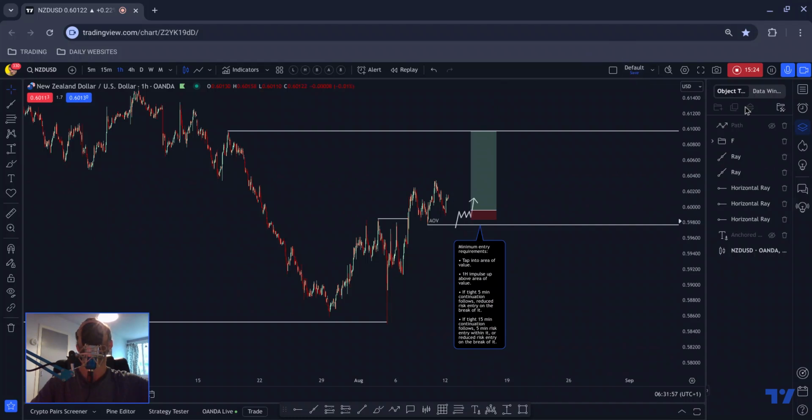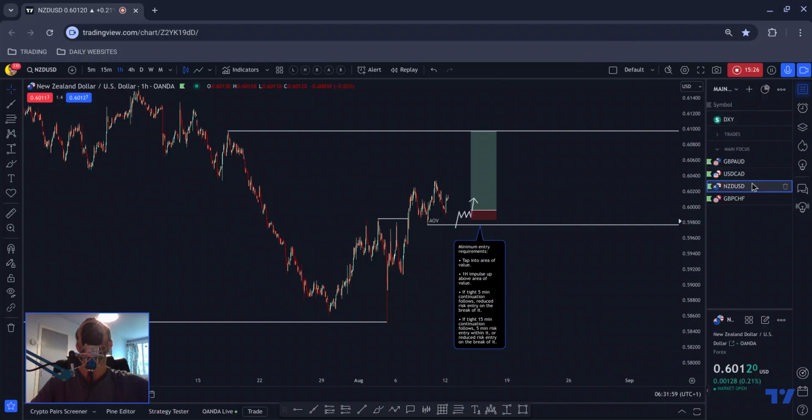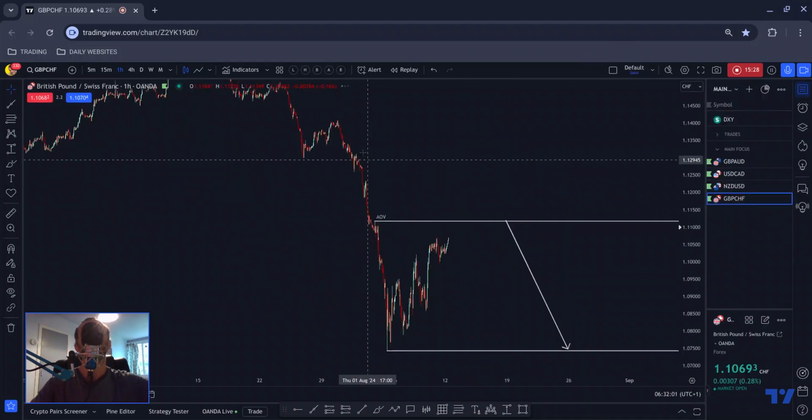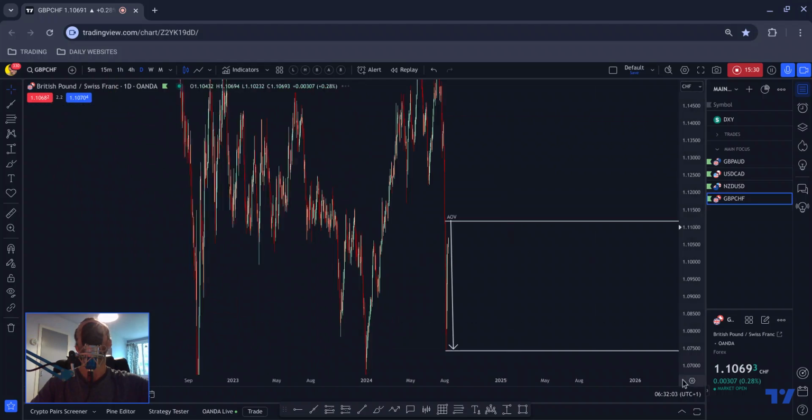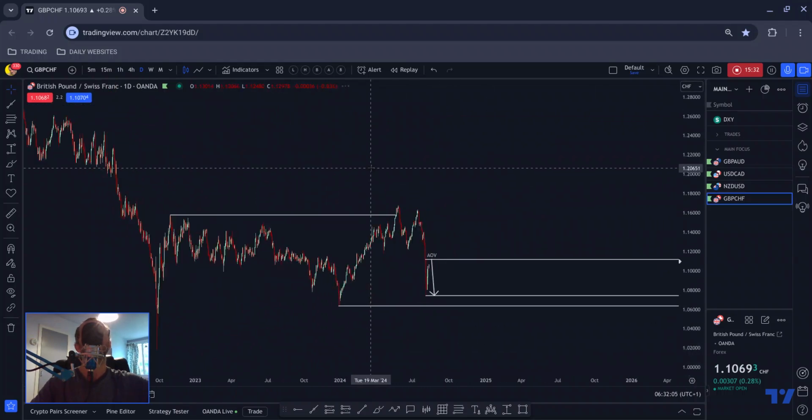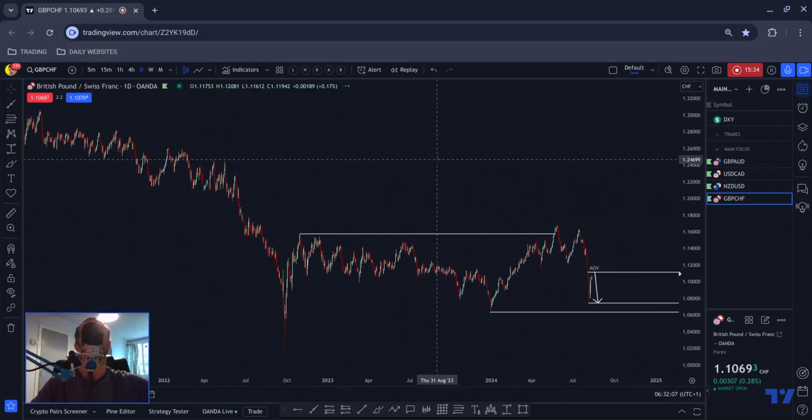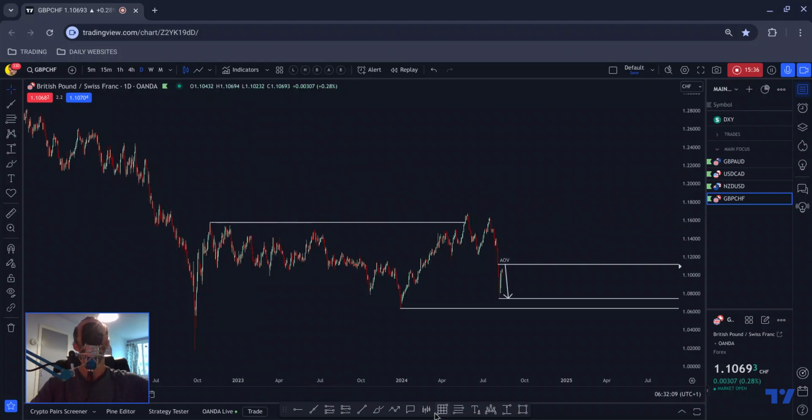Kiwi dollar. Moving on, pound Swiss. So pound Swiss is last on my list because we have this high here. So we have the stronger magnet. We have this long consolidation, which is what pound Swiss and pairs like pound Kiwi tend to do.